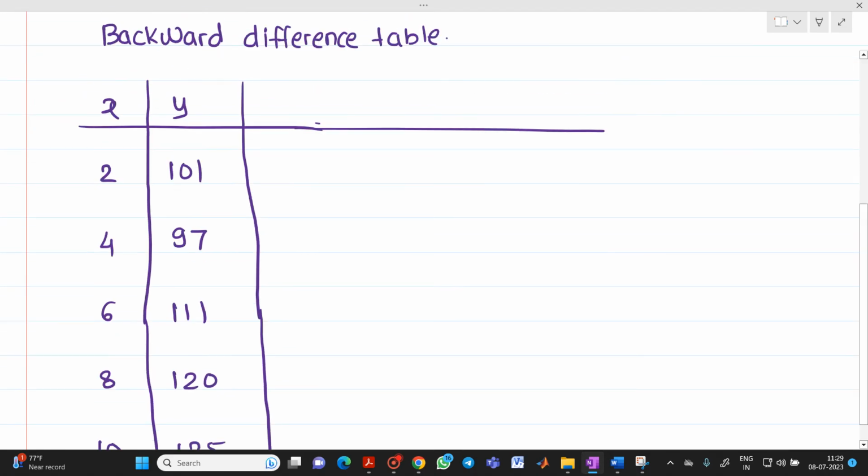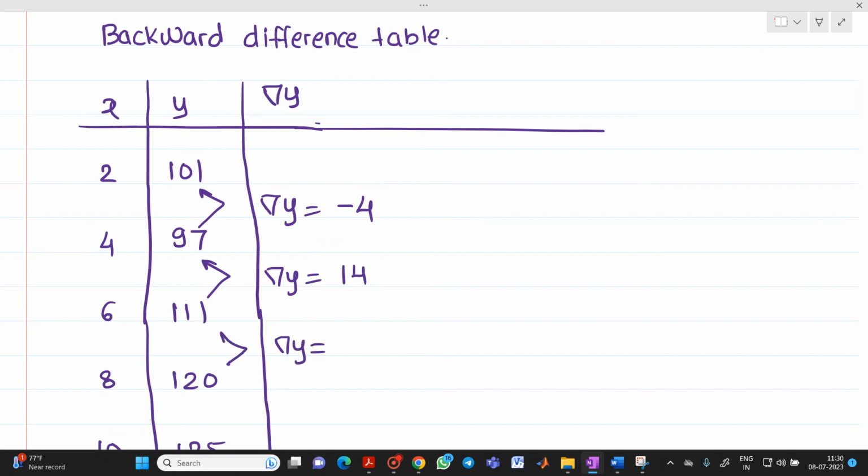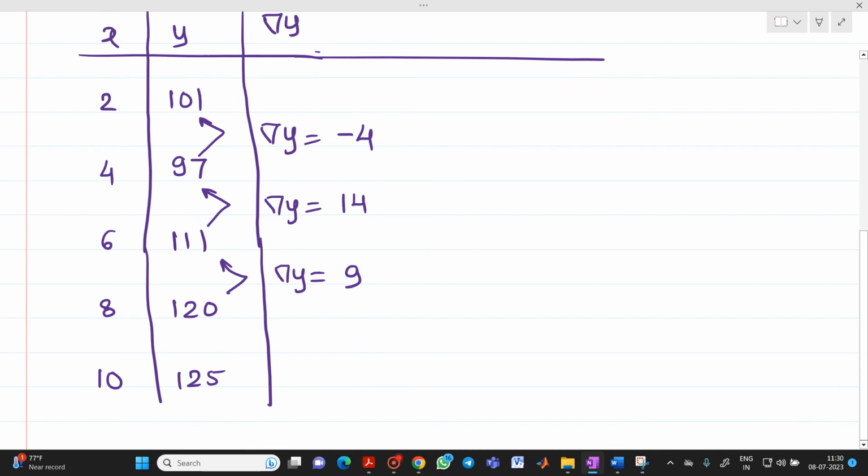So we have to find del y. How to find it? 97 minus 101, you will get minus 4. Then 111 minus 97, you will get 14. Then 120 minus 111, you will get 9. And here del y is 125 minus 120, which is 5.